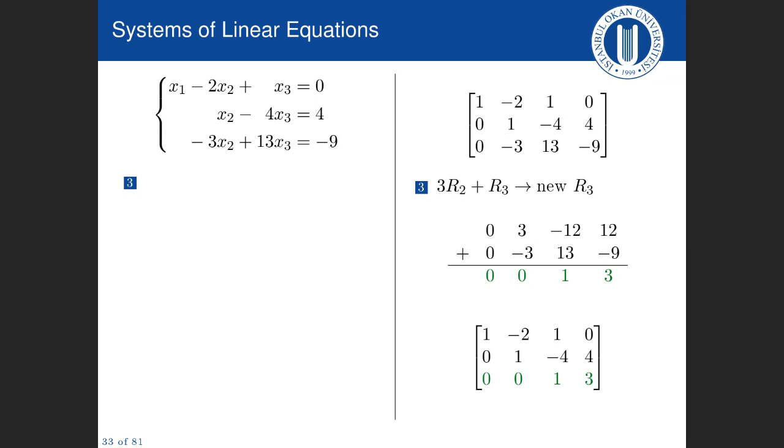Now I'm making progress. Remember, we were asked to get zeros just here, and we were asked to get zeros just here. So I'm halfway there. I've turned 3 of the numbers into 0. I still have 3 to go.